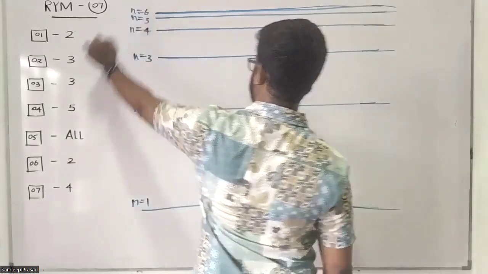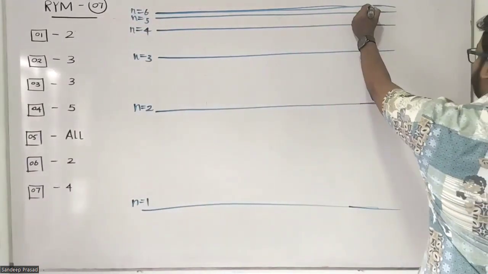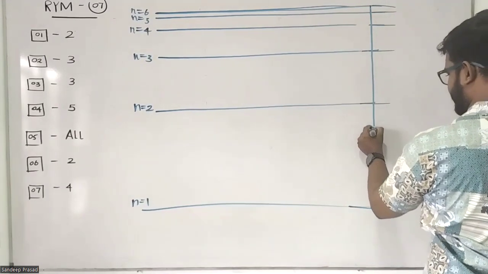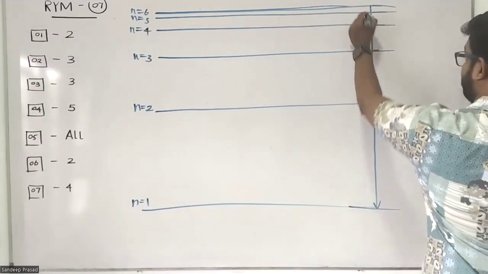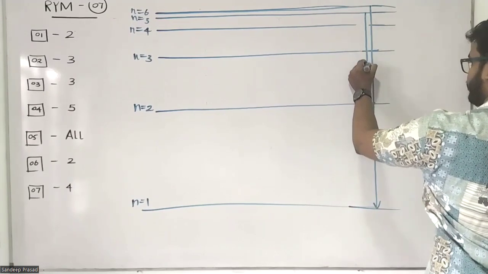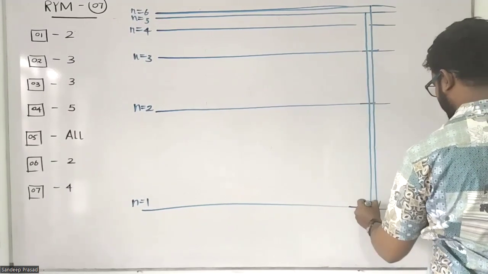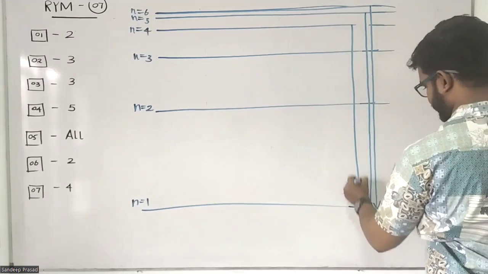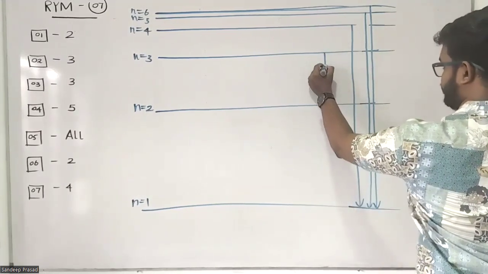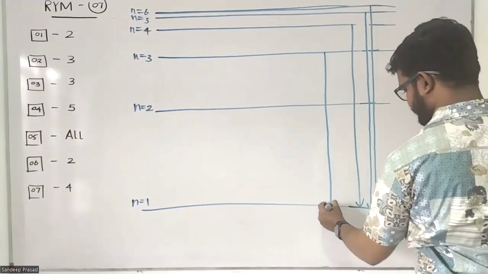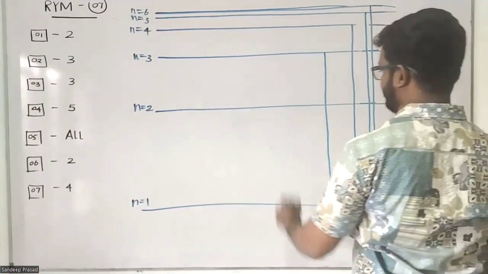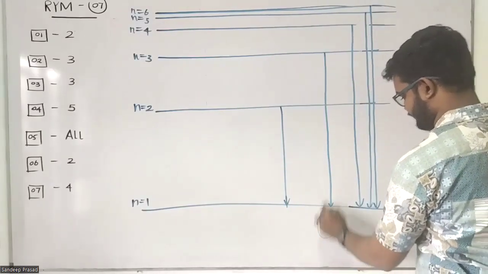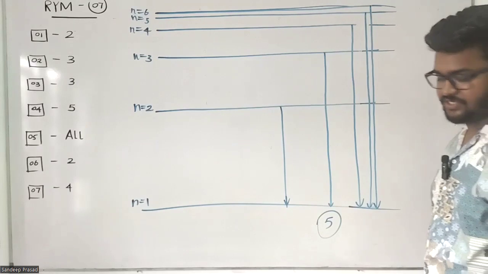So these are the principal energy levels. This is the electron transition from n equals 6 to 1, 5 to 1. All the possible electron transitions from n equals 6 to the lower energy levels. How many spectral lines can be obtained? In the Lyman series, we can see that 5 spectral lines are there because there are 5 electron transitions.